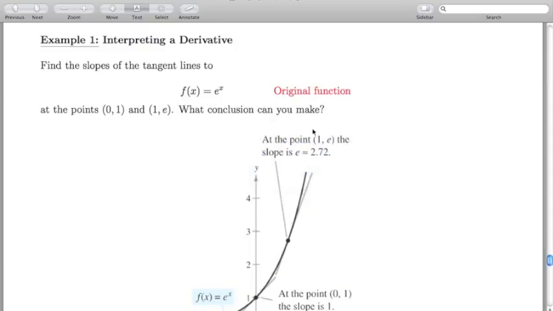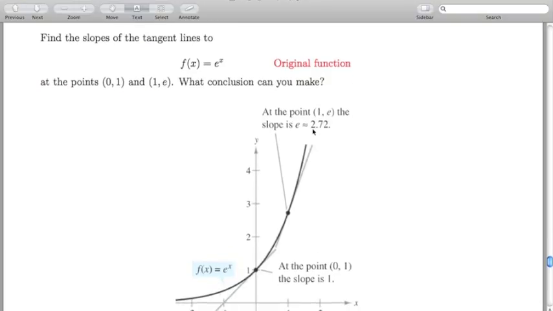Again, the conclusion that we can make is that the slope of the tangent line at a point is just going to be the y value of that point. The y value here is 1, the slope is 1. The y value here is e, the slope is e.